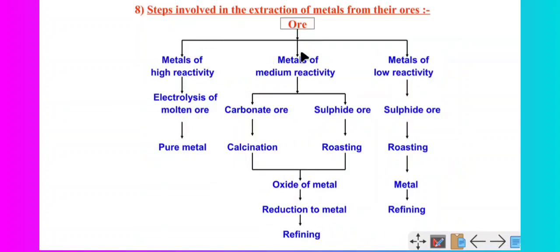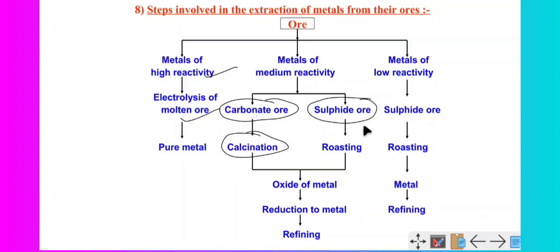If metals are highly reactive, then electrolysis can be done, electrolysis of molten ore. After passing electricity, you can get pure metal. In the second case, metals of medium reactivity, you have carbonate ore and sulfide ore. In case of carbonate ore, the process of calcination takes place, and in case of sulfide ore, the process of roasting takes place. So the ore, carbonate or sulfide, can be converted to oxide of metal.